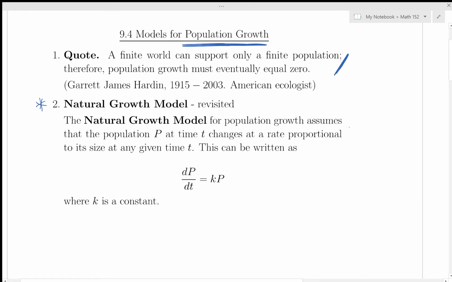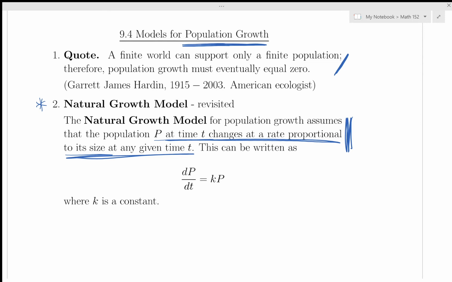You look out in the world, you say, looks to me like this is how population growth works: the population at a time t changes at a rate proportional to its size at that time t. That is some sort of observation. You go out, you look at the bacteria in your dish, or the number of rabbits in your field, or the number of people on the earth, and you say, hey, it looks to me like the rate of change of the population is proportional to the number of people there are. That seems like a reasonable view. The more people you have, the faster your population grows.